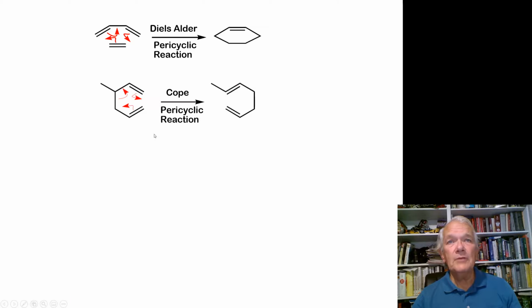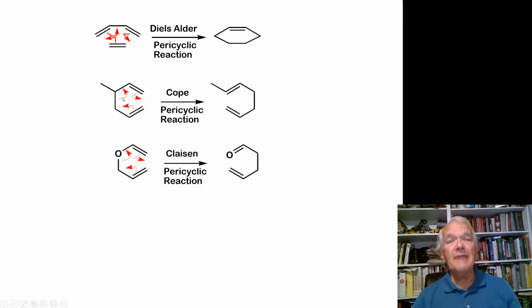Okay, so that's the Cope reaction. But there's another one. I'm sorry, the one we talked about was the Claisen. The one with all carbon is called the Cope. I guess I wasn't clear on that. Claisen has an oxygen in it. Cope is all carbon, but the reactions are essentially identical.